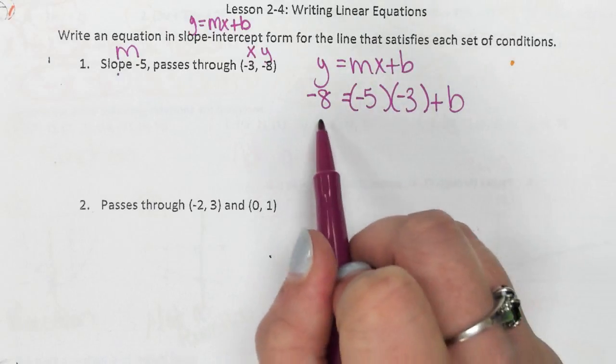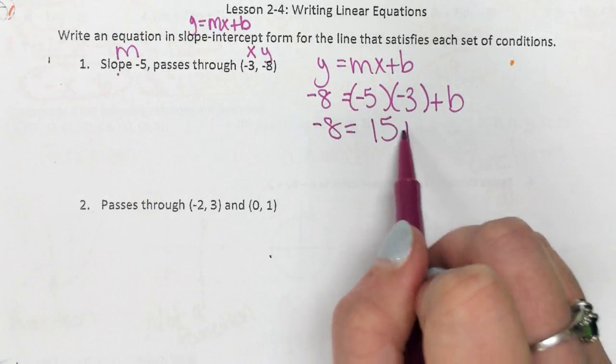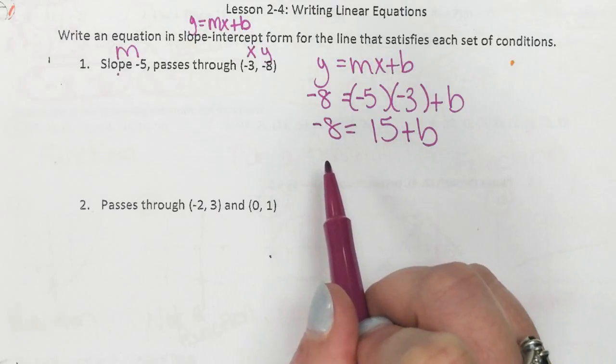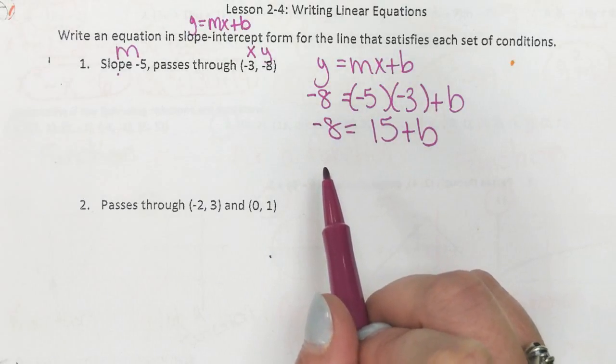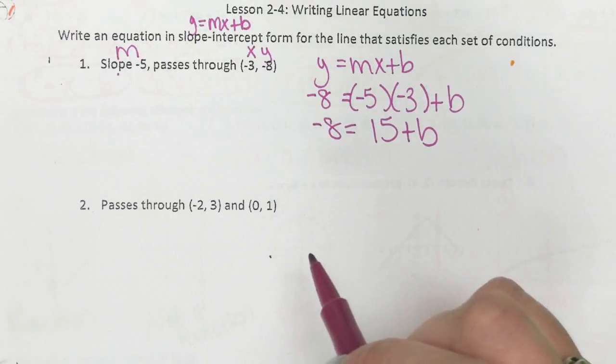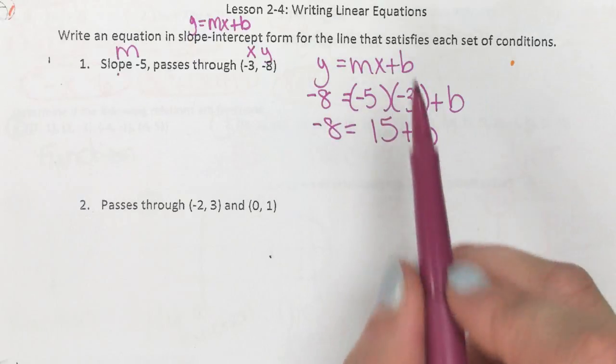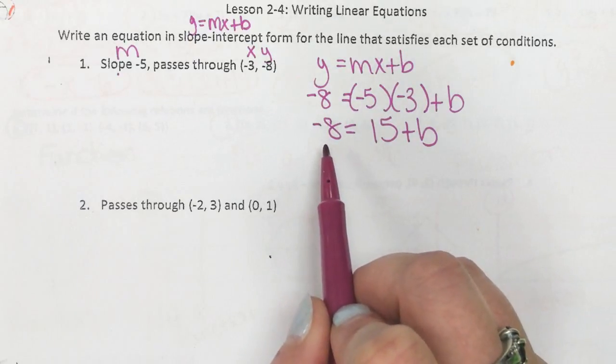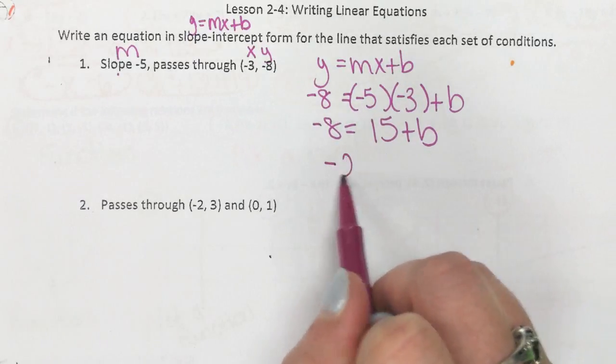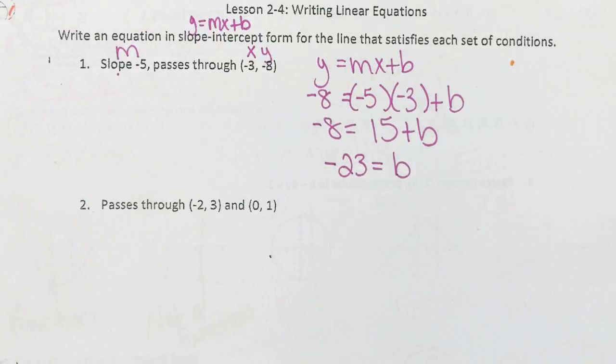Alright, what's 5 times 3? 15. There you go. Then subtract the 15. All right, subtract 15. What's negative 8 minus 15? Negative 23 equals b. There you go.